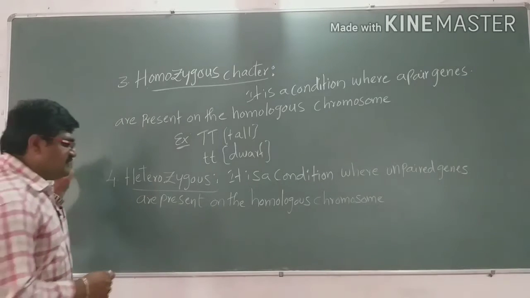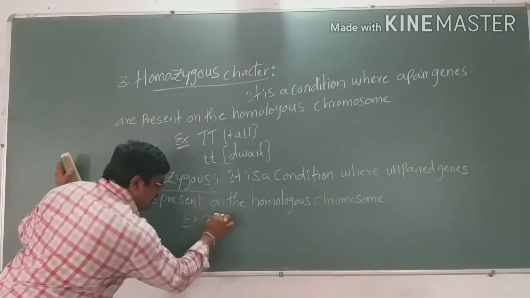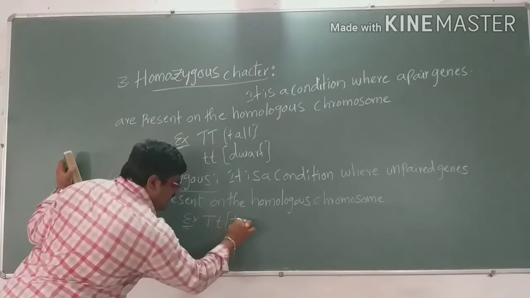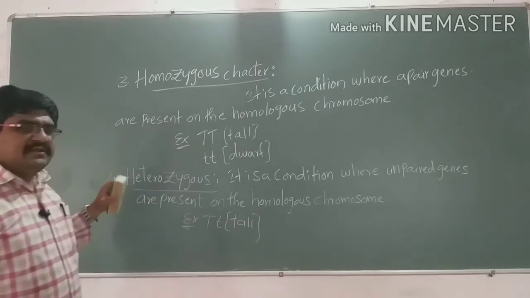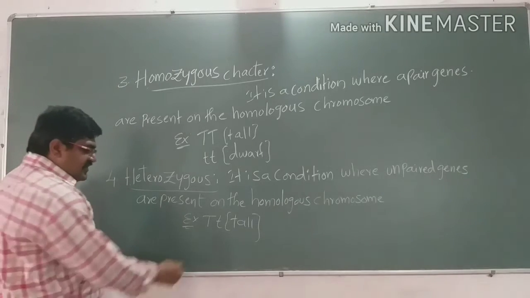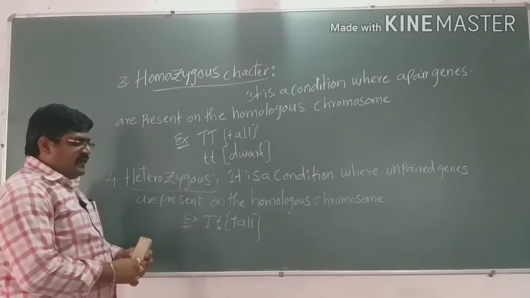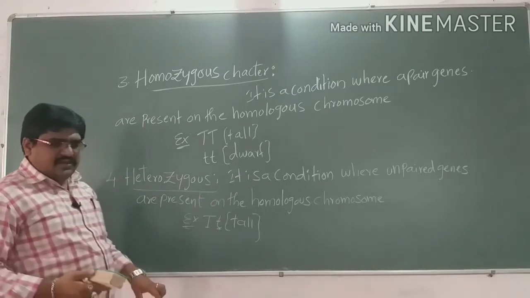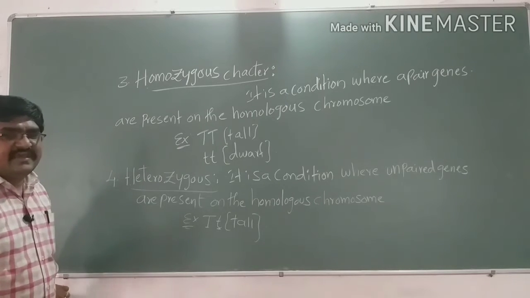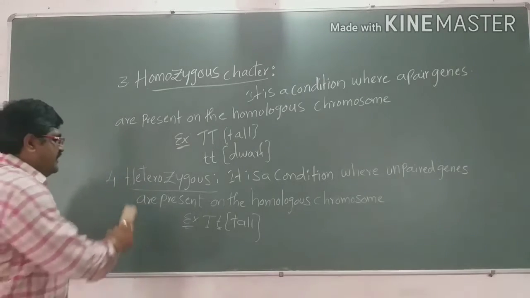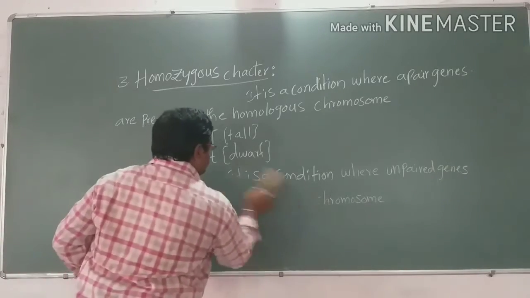For example, we can take a capital T and a small t, which represents tallness. Here there are two different genes. These are the two genes present on the homologous chromosome. Then this condition we can call the heterozygous condition. Next, coming to the dominant character.